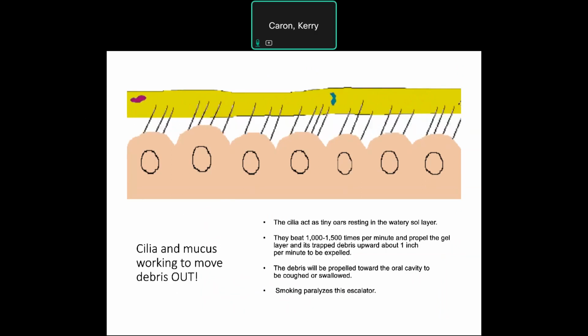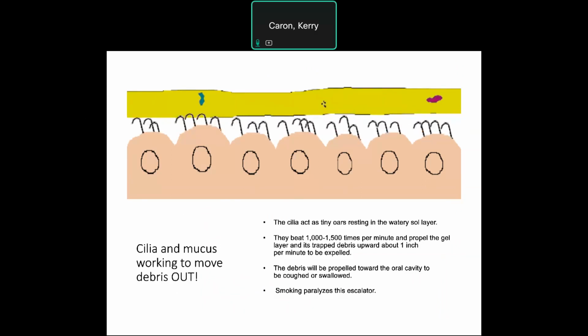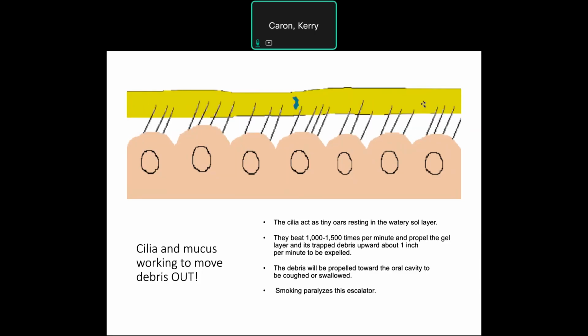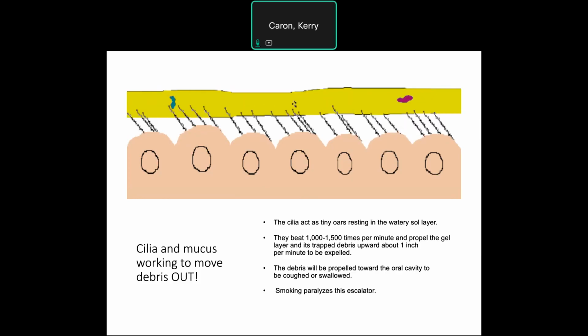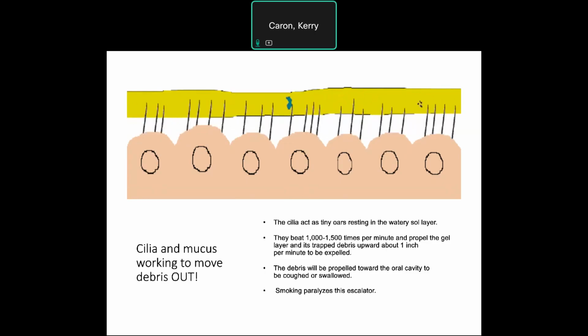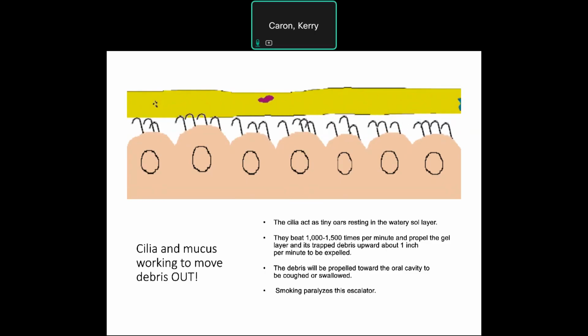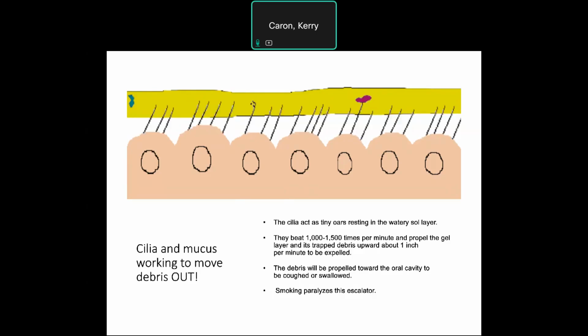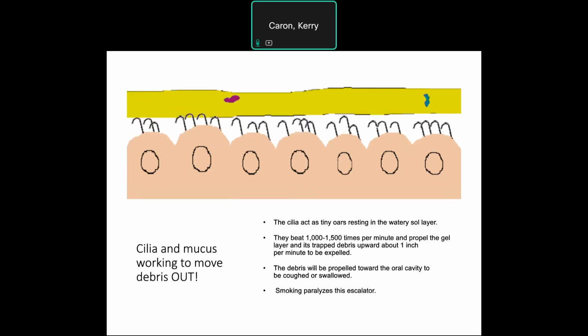And these things beat 1,000 to 1,500 times a minute and propel the gel layer, if you could see the yellow, right? It propels that gel layer, the sticky, mucusy, thick layer, and the trapped debris upward at about 1 inch per minute. It's moving it to be expelled. We don't want these things in our lungs. So the debris will be propelled into the oral cavity, and then we cough or swallow it.